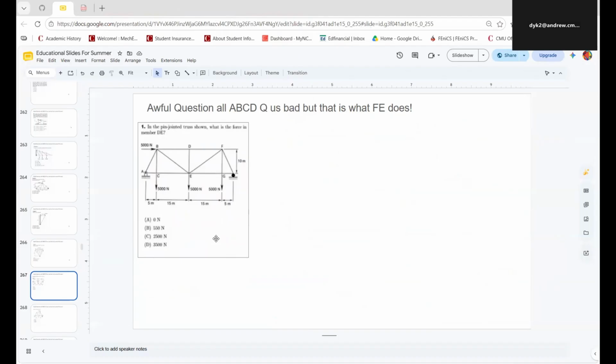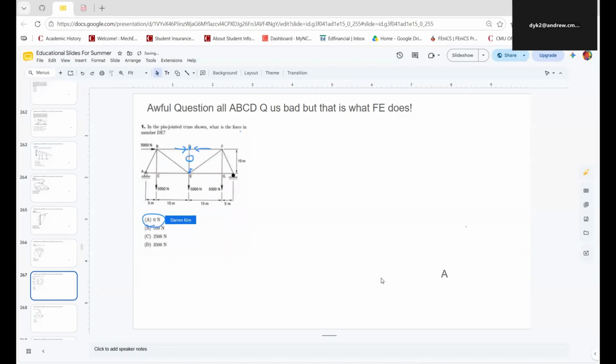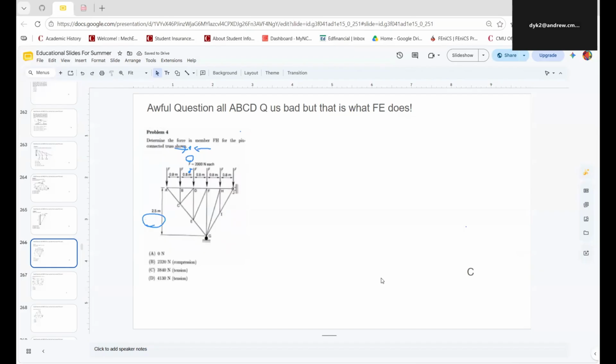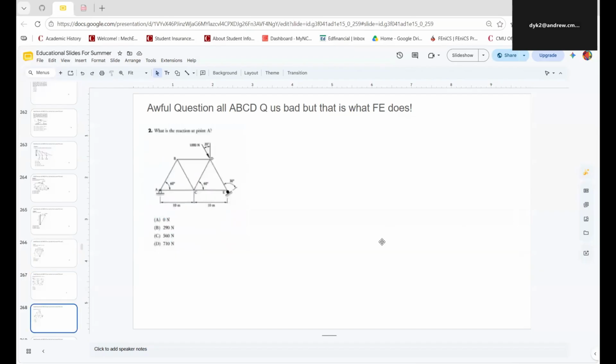Excuse me. What is the force on D and E? That should be 0. That's a 0 member, so that's A. That's a joke. Yeah, this is a joke. That's just a 0 member. Okay, next one. What's the reaction point at point A?